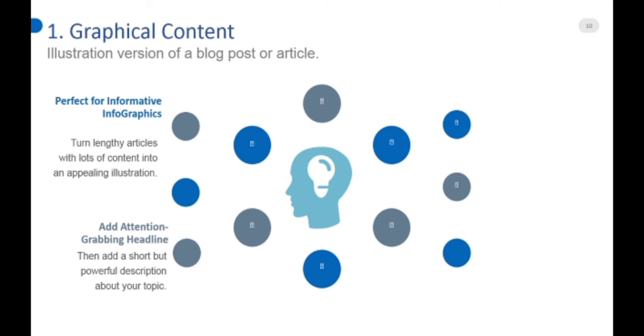So essentially, you want to add a short but powerful description about your topic. And this works really, really well on social media because, as you know, with social media, everyone does not have a long attention span. People are looking at different things on social media, so you need to be able to grab them right away and then pull them in. And if you look at a lot of different infographics that do well on social media sites, you'll notice a pattern, and that pattern is graphical content. That is big on social networking sites such as LinkedIn.